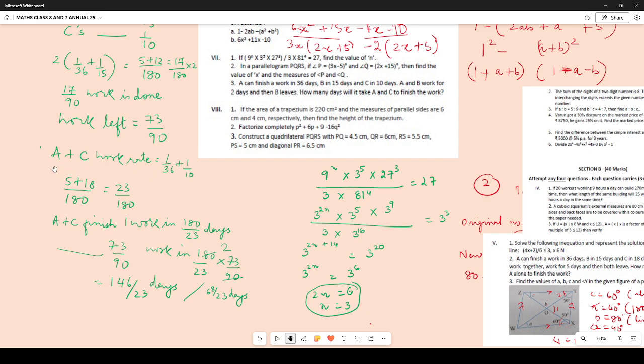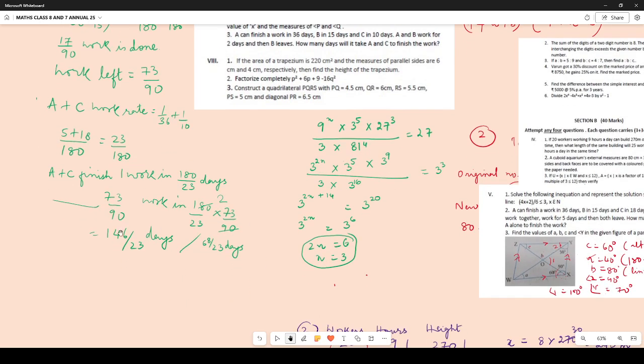Now let us find the combined work rate of A and C. It is 23 by 180. So A and C can finish one work in 180 by 23 days. So how long will they take to finish 73 by 90 work? 180 by 23 into 73 by 90, that makes it 146 by 23 days. If you have left it at that, perfectly fine, doesn't matter. Or you can write it as 6 and 8 by 23 days.